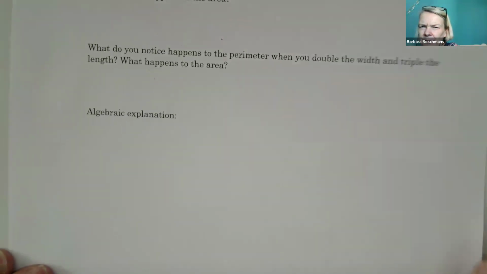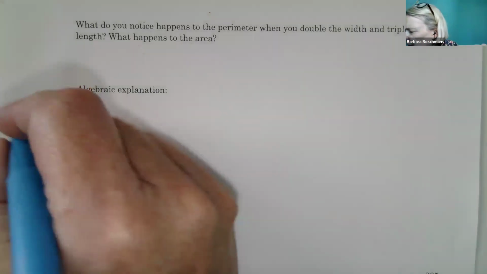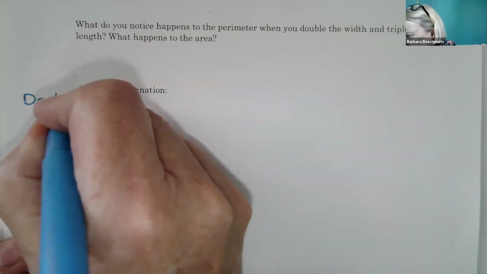for the perimeter. The 6 to 14 and 6 to 16 definitely isn't going to be the same ratio. So let's do some algebra down here, and we'll do this one together. So the doubling, we'll do doubling first.